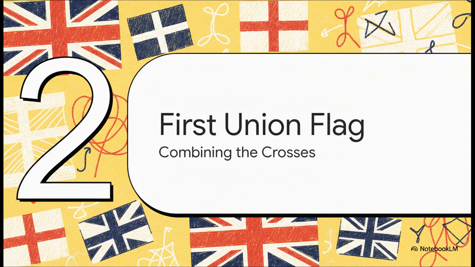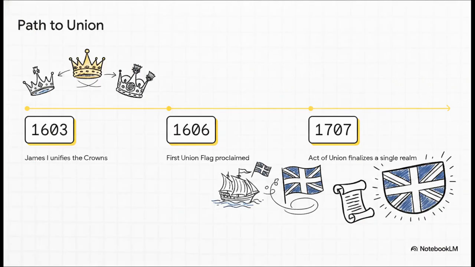Now that we have our three distinct crosses, let's move to Section 2, the first Union flag. Let's see how these totally separate symbols were first forced to share a single canvas. To really get why they were combined, we have to look at this timeline. In 1603, Queen Elizabeth I of England died without an heir. That meant King James VI of Scotland inherited the English throne, becoming King James I of England.